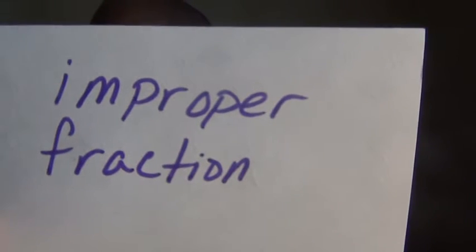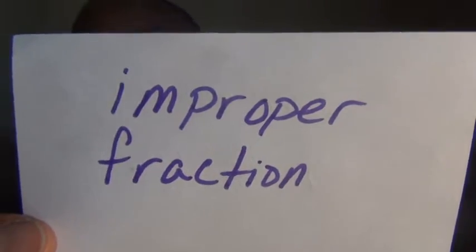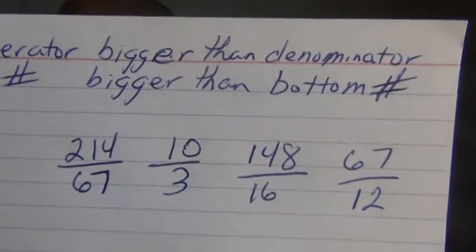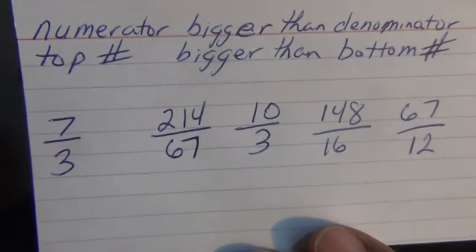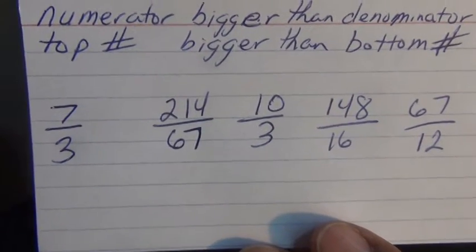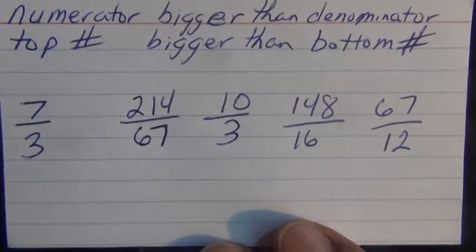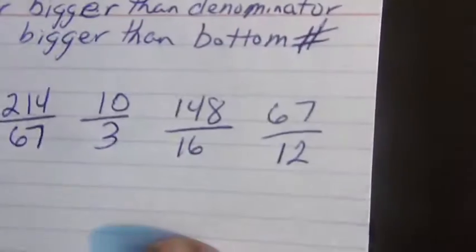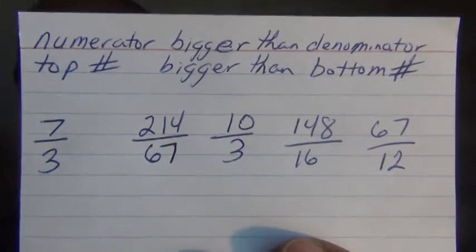An improper fraction is when the numerator is bigger than the denominator, or the top number is bigger than the bottom number. Those are some examples of improper fractions: 7/3, 214/67, 10/3, 148/16, and 67/12.